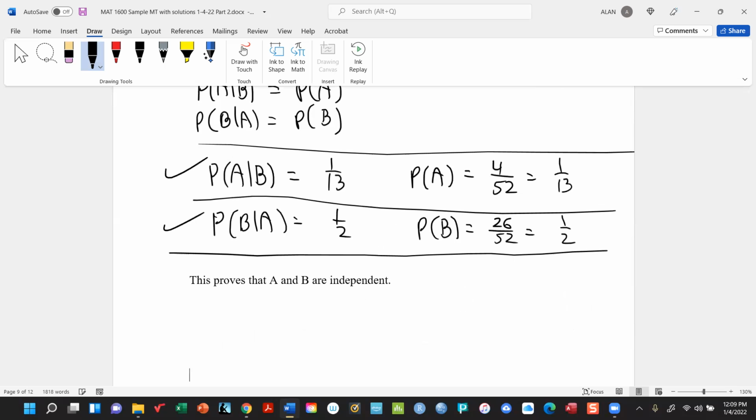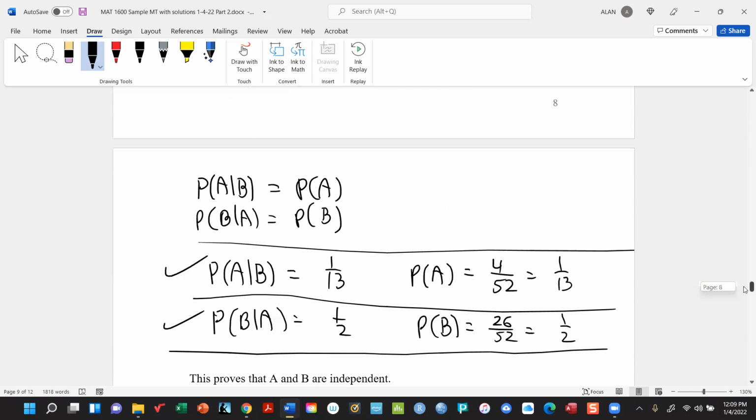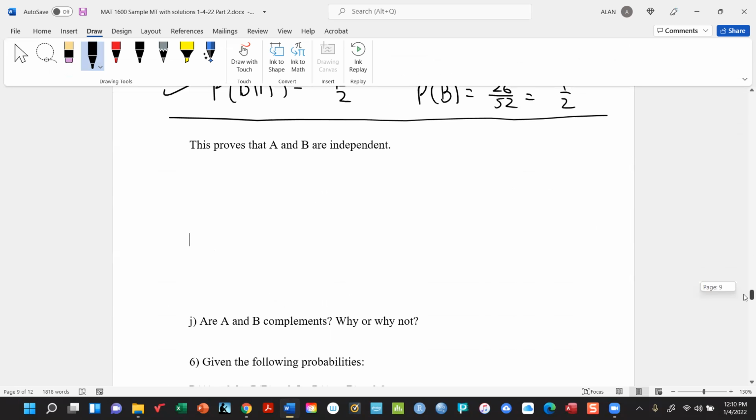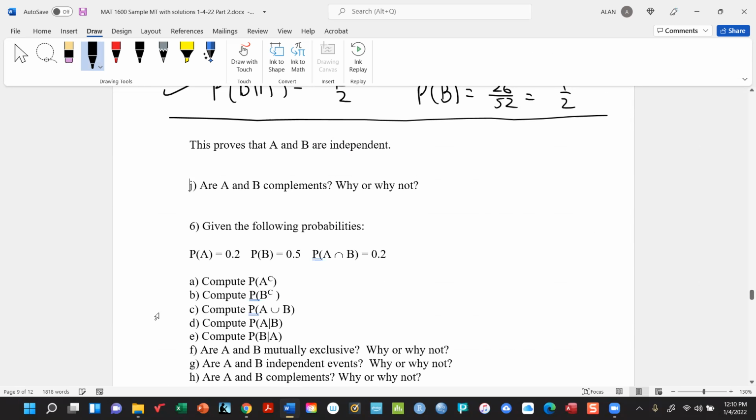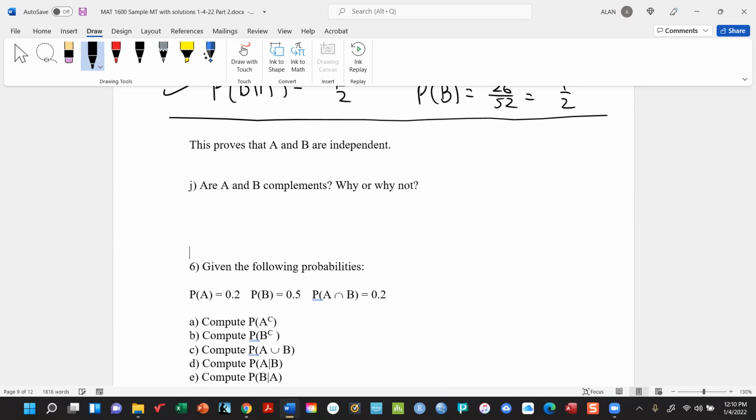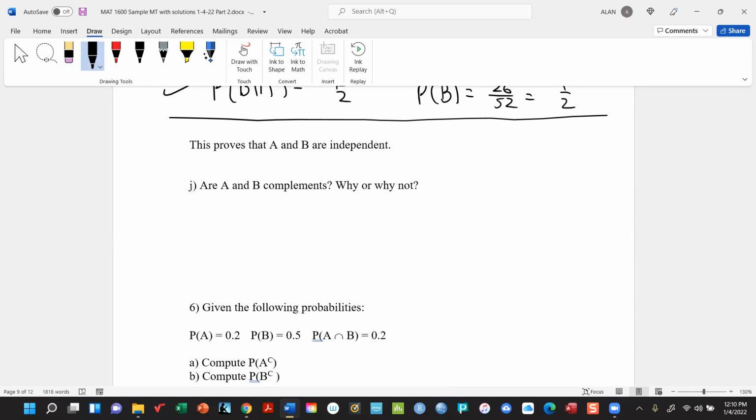Perfect. But again, it was enough to note that the cards were drawn with replacement. That is enough reason. But if you didn't notice that, this would work just fine. Now, what about complements? Let's see if they're complements. I'm going to say no, but why? Remember, what does it require to be complements?